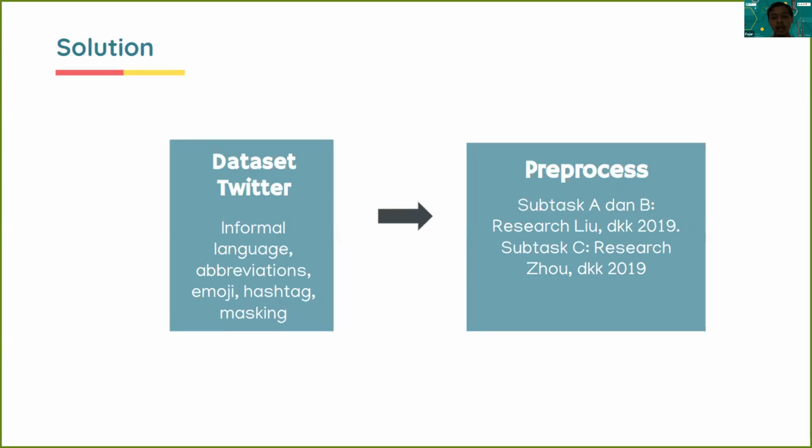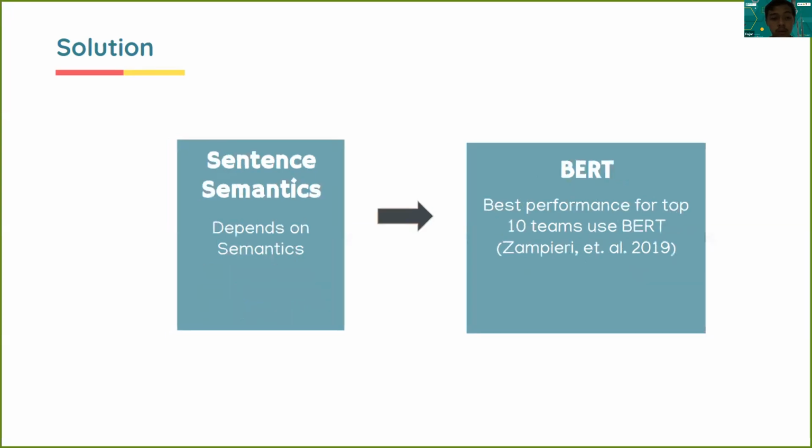Okay, and the solution for these problems: since we use the Twitter dataset, we use preprocessing. And also for the sentence semantics problem, we use the BERT model, which is a model that knows the semantics of the sentence and sees the sentence as a whole.